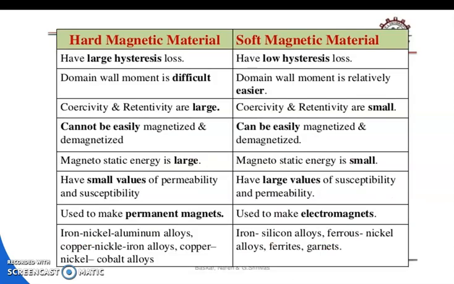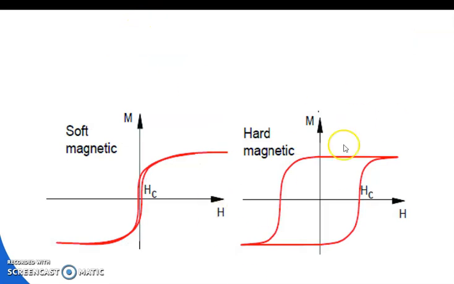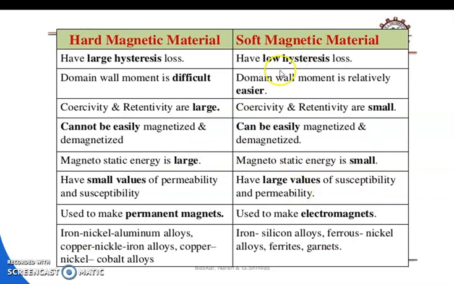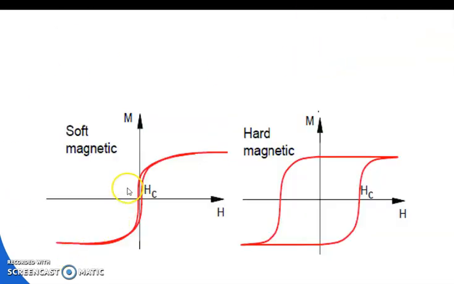So what is the basic difference between hard and soft magnetic material? First of all, the hard magnetic material has a large hysteresis loop, as we discussed. You can see this is a large hysteresis loop. But the soft magnetic material has a low hysteresis loop. You can see here, there is a low hysteresis loop.